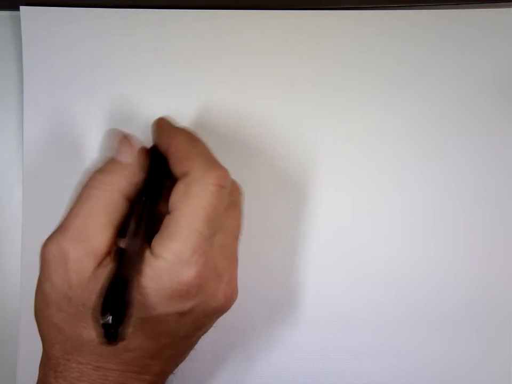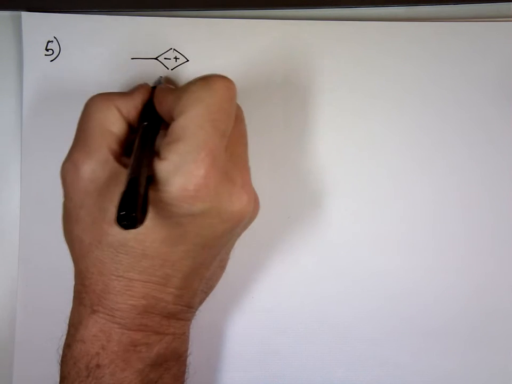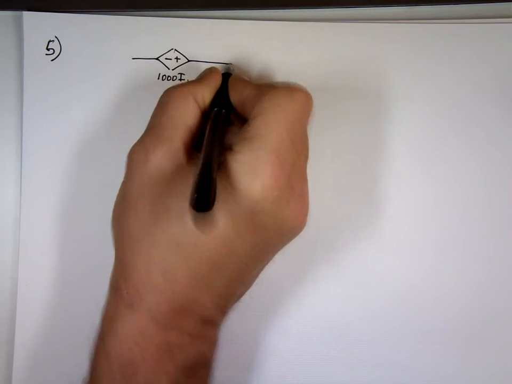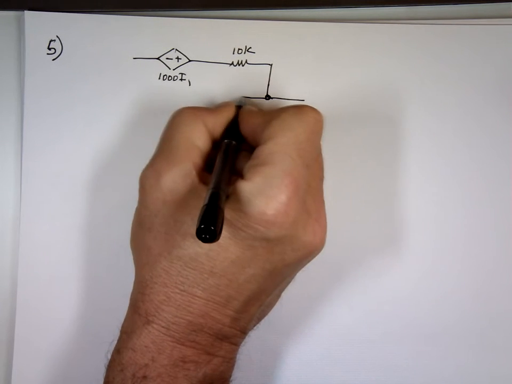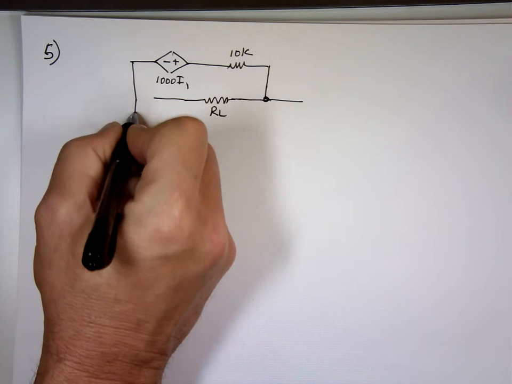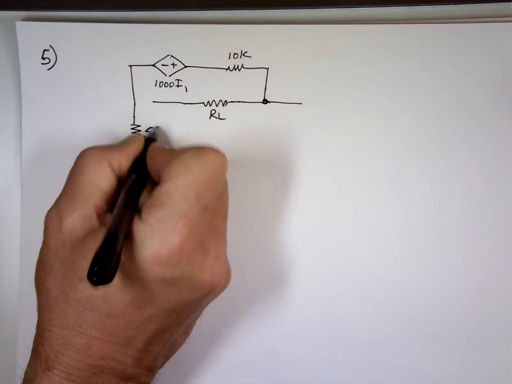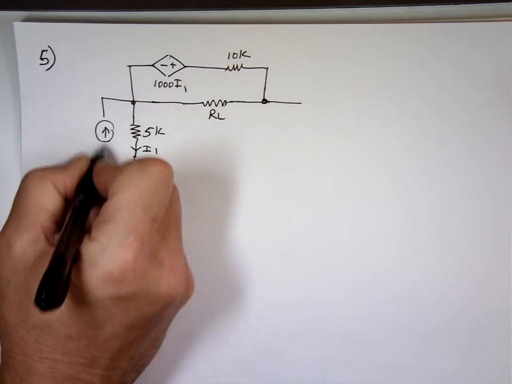And the last one, okay, we need to find R sub L for maximum power transfer. That's number five, is it? A 1,000 I sub 1. Ten K. R sub L. So we need to figure out what value to use for R sub L. Five K. And this is I sub 1. 10 milliamp.